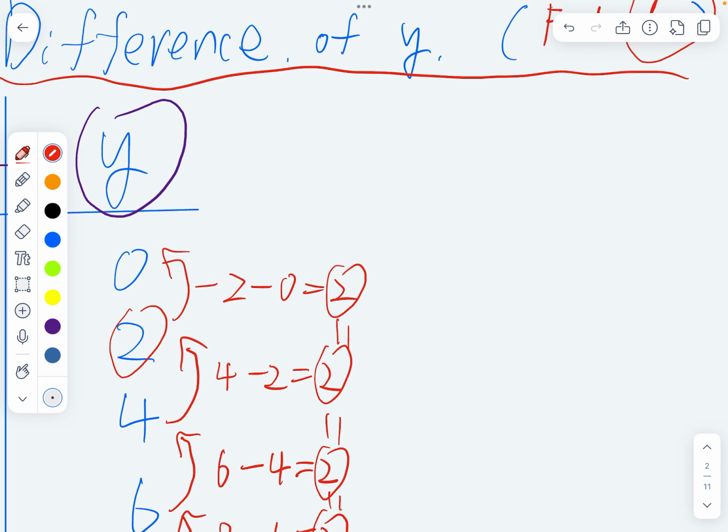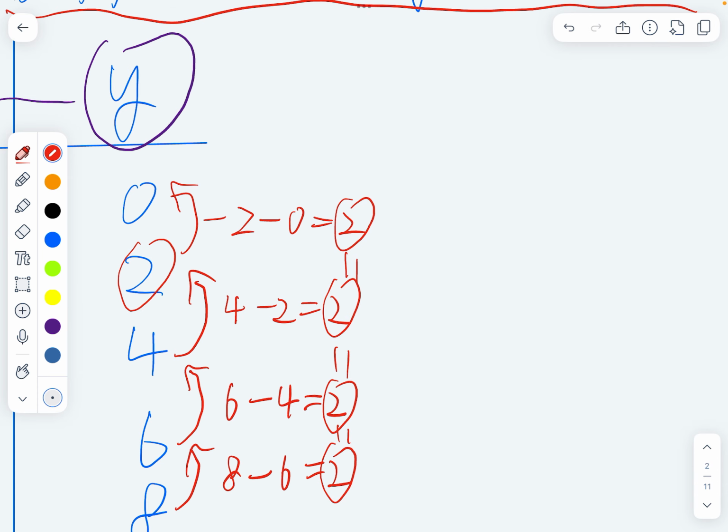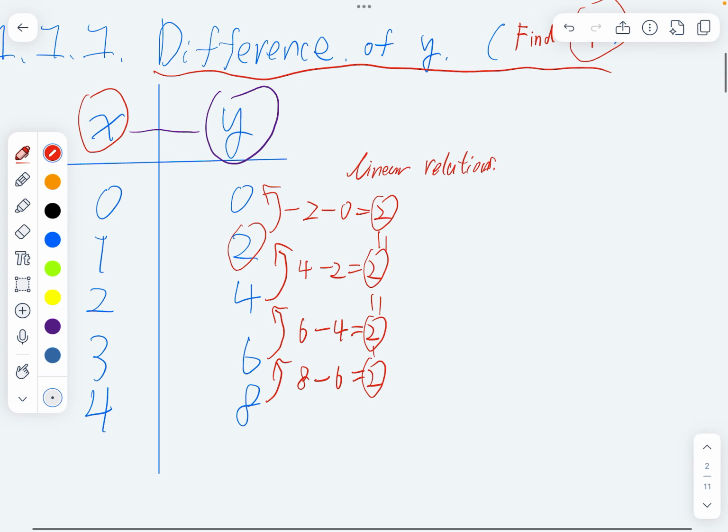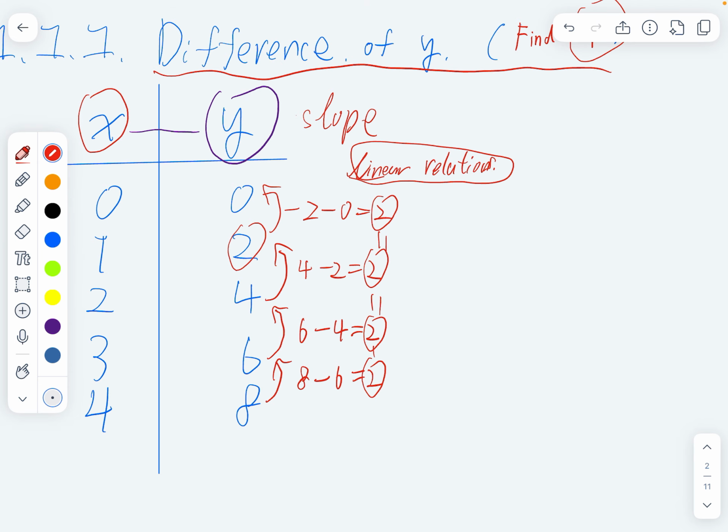So we can call this kind of relation a linear equation. Linear relations. So for the summary, when we find the differences of y and the differences are the same number, we can call that a linear relation.